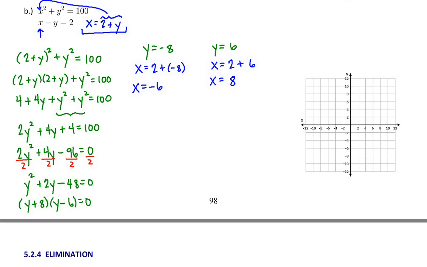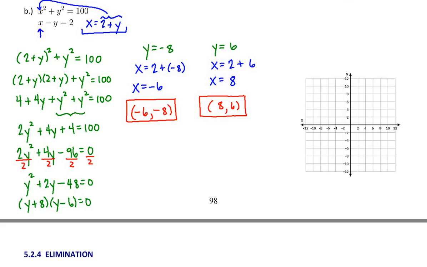So putting those in the proper order, x first and y second, we have ordered pair -6, -8 for one of our intersection points, and ordered pair 8, 6 for the other intersection point. Now, both of those would balance the original equations. Another way to at least visually verify those solutions is by graphing the equations.